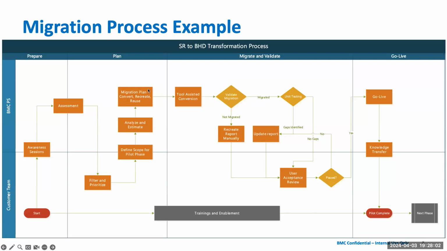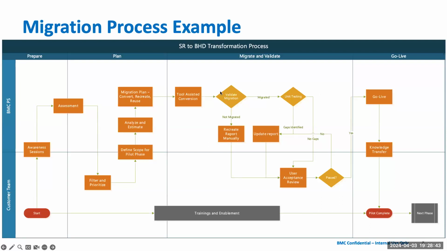So for conversion, the first step is that we use the tool assisted conversion. You run the tool. It has its own limitations, like we talked about earlier. And based on what it migrates and what it does not migrate, some of the reports will have to be recreated manually. Now, when I say recreated, again, it can be done in different ways. One is the query builder that I mentioned. The other is exporting the SQL query and reusing that to create a report.